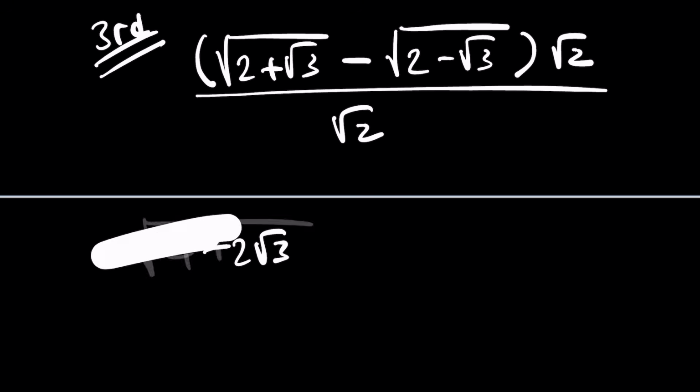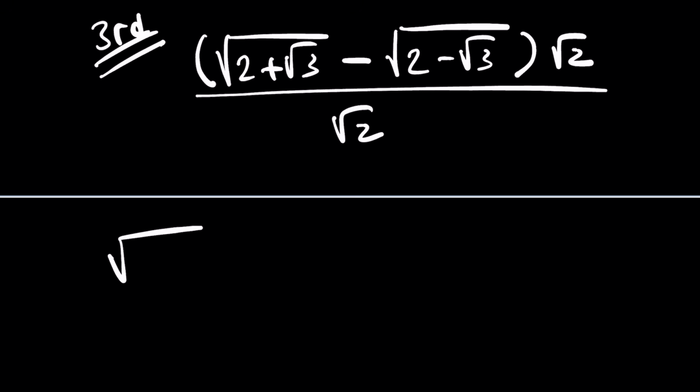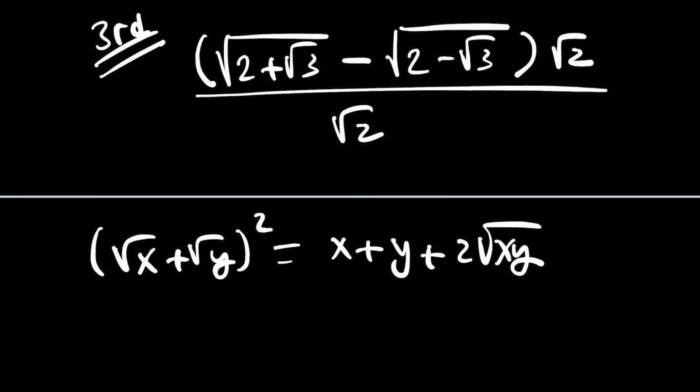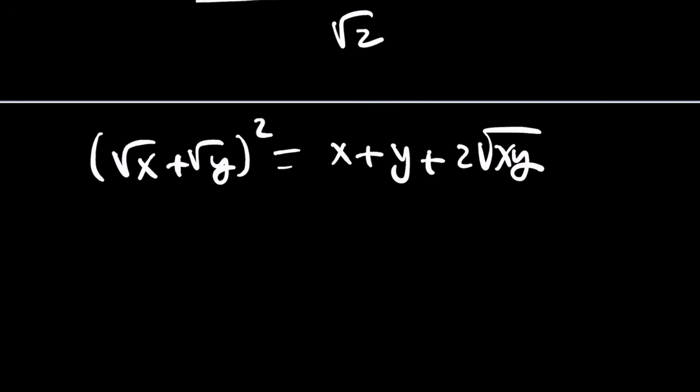Take the square root of x plus the square root of y and square it, okay? When you do, you get x plus y plus 2 root xy. Remember, we did this with the first method, right? So it's better if we have a 2 in front of the radical, the inner radical.